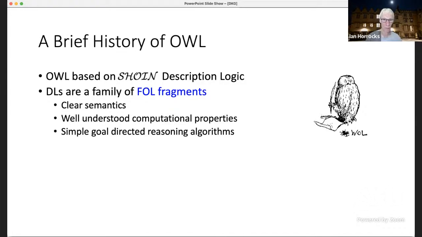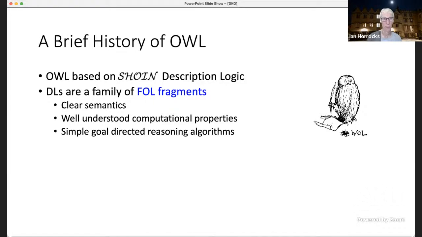Okay, so at first, people were a bit worried about these description logics, particularly with these funny acronyms and strange syntax. They seemed obscure and exotic. But actually, if you really look into it, all they are is first-order logic fragments that have a clear semantics. That's just directly inherited from first-order logic, actually. They're just part of first-order logic, a subset of first-order logic.